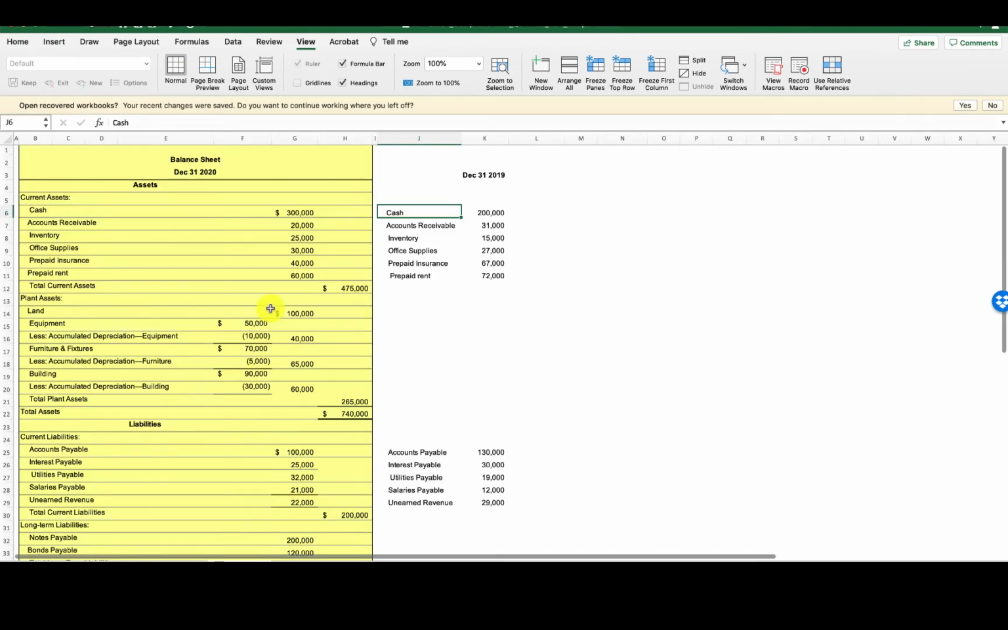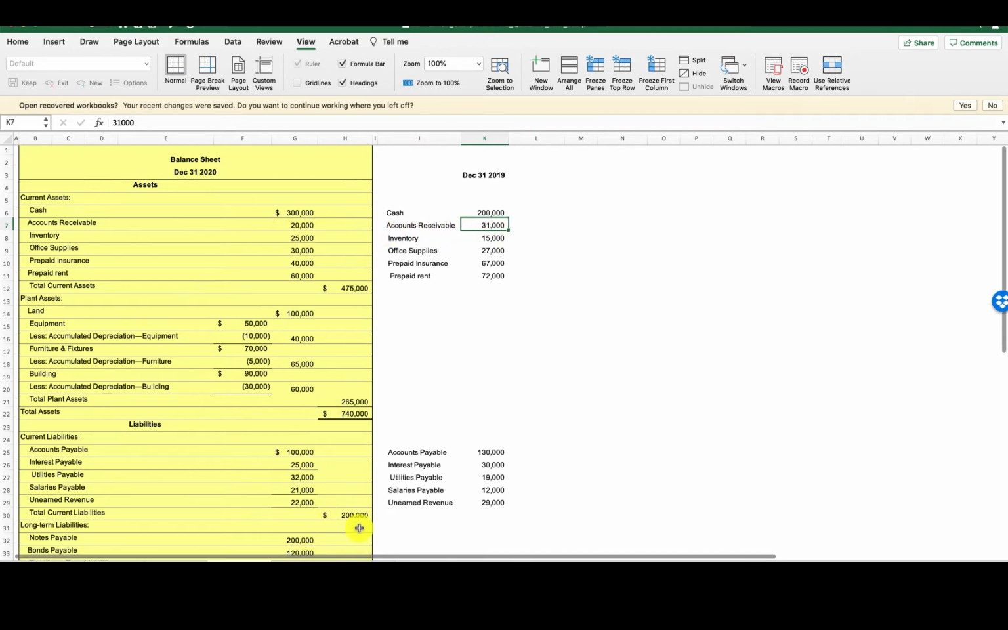So here's the balance sheet, and you'll see we have the current assets, now everything except cash. So we leave cash out of it, and we have accounts receivable, inventory, office supplies, prepaid insurance, and rent. So let's look at the balances. So this is December 31st, 2020. Accounts receivable has a $20,000 balance. In 2019, it had a $31,000 balance. So if you look at this, there was a decrease of 11,000. How did I get that? 31,000 minus 20,000 is 11,000. So there was a decrease of 11,000.